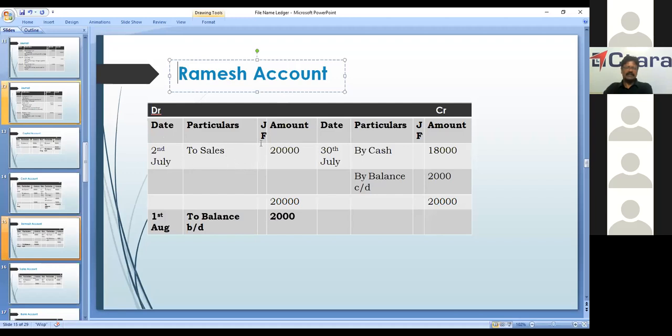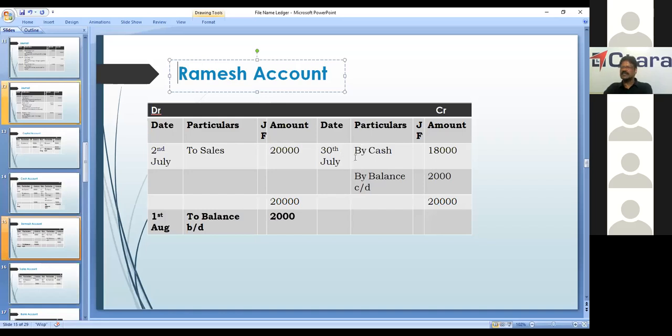Okay, we'll come later. On 2nd July, goods sold to Ramesh. So what we have to do in the ledger is that we have opened the Ramesh account. It's a debit item, so we went to the debit column and wrote 20,000. It is sales, goods sold to Ramesh on credit, so we are writing "To Sales, 20,000." Okay, and this will come later.